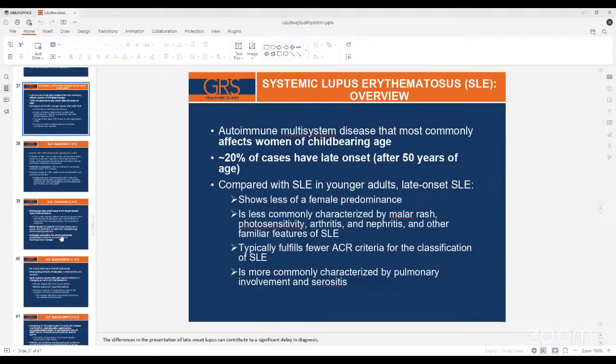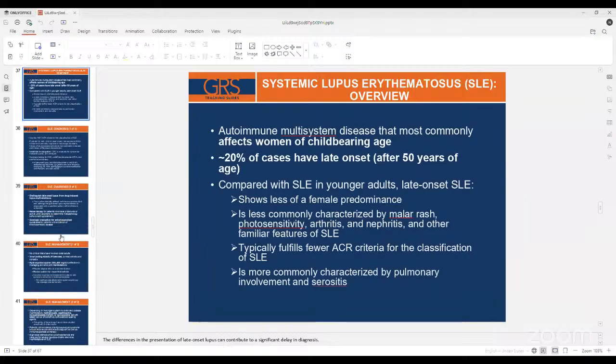So, finally, we have SLE, systemic lupus erythematosus. It's an autoimmune multisystem disease that most commonly affects women of childbearing age. In fact, 90% of SLE patients are women, and among those women, they are mostly of childbearing age.